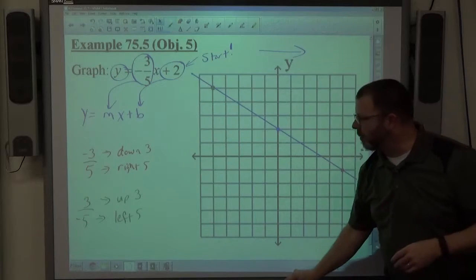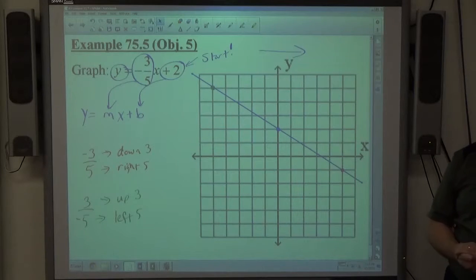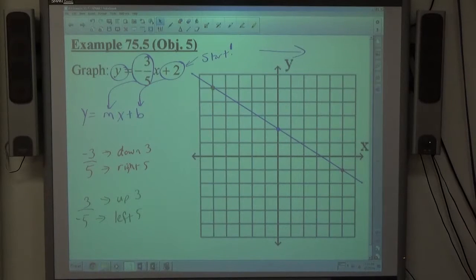So keep that in mind with slope if you're going to apply this technique, which I recommend. Become comfortable with it. Use this to your heart's content. It works better than anything else I've ever seen. So the best way to graph lines is what we did today.